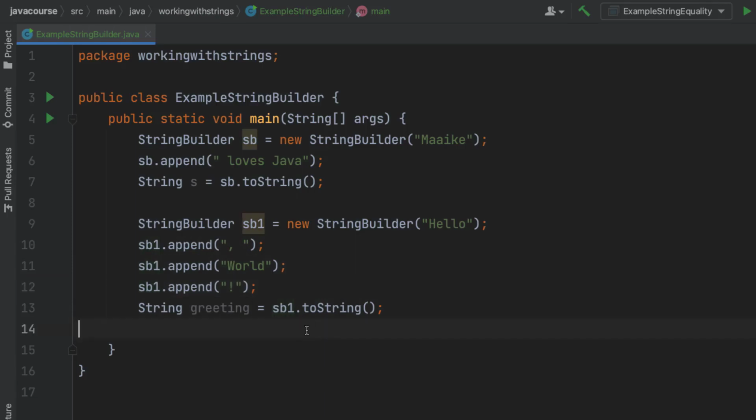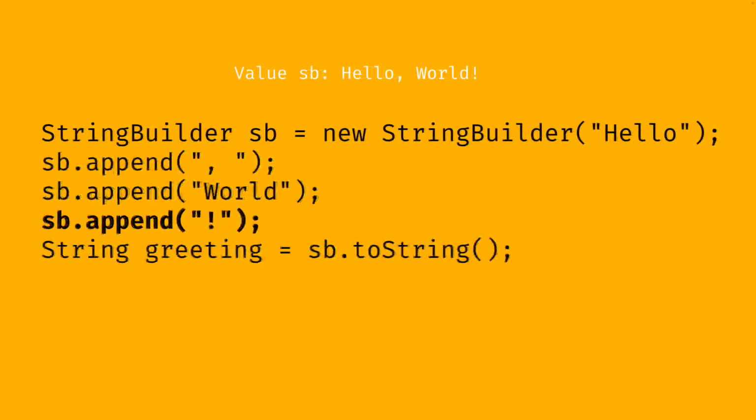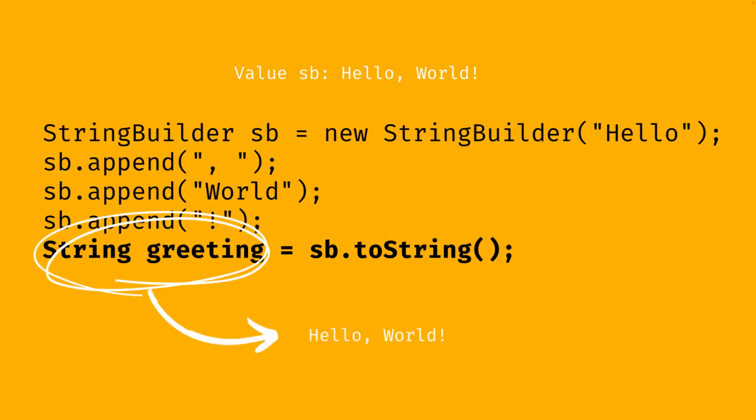Alright, so let's explore what happened here. This code created a StringBuilder object with the initial value of hello. Then it appended a comma and a space to it, and world to the end of the value. Finally, it appends the exclamation mark. And then it converts the StringBuilder to a string using the toString method. The resulting string object has the value hello world.